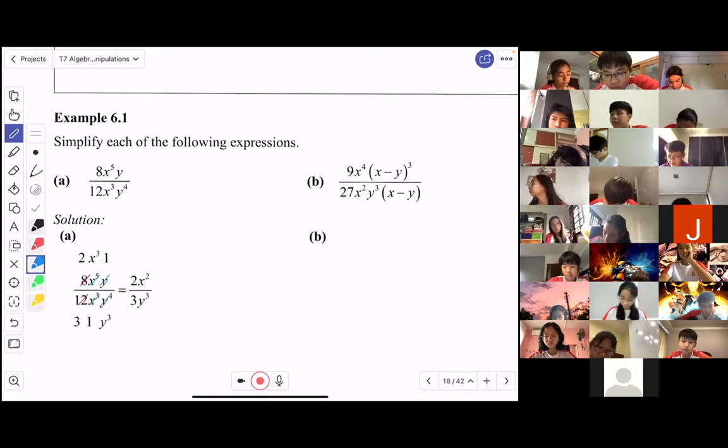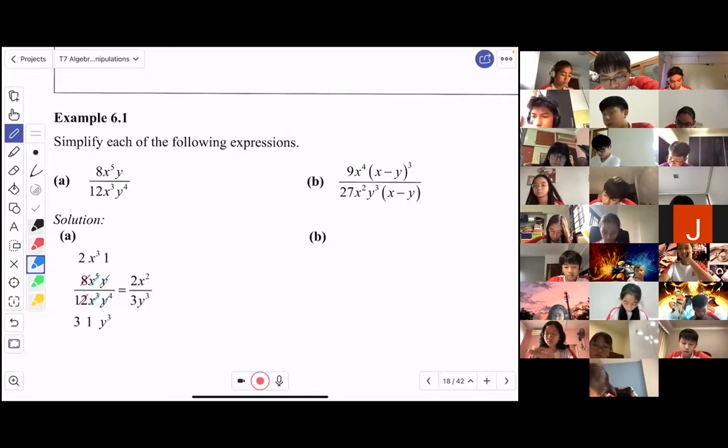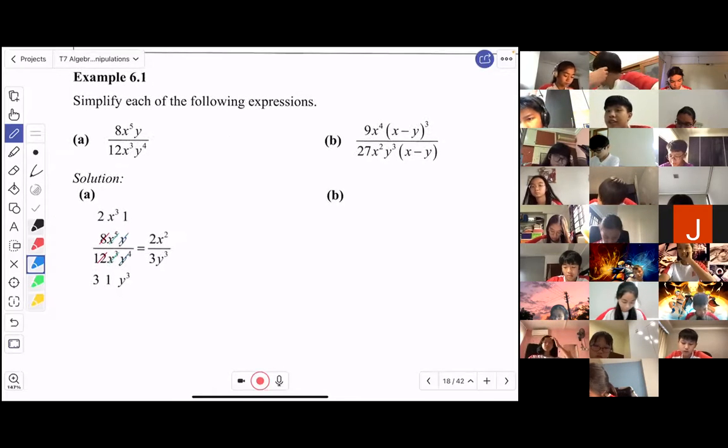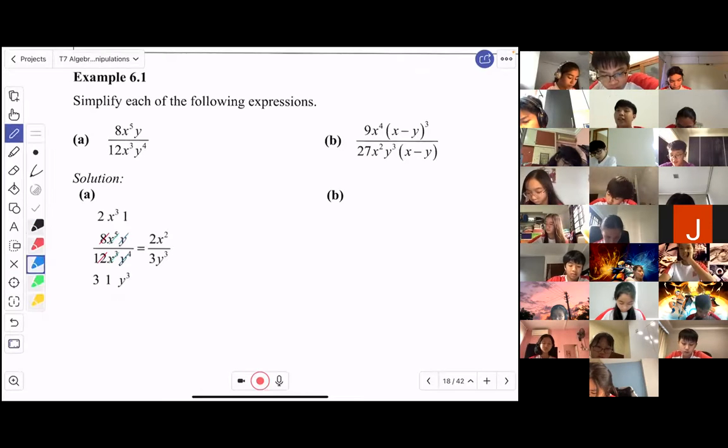Can I go through 6.4? Okay. The one student asked for 6.4. Just give me a while. Then again, if you want to ask me question, try to WhatsApp me. Thank you. Okay, 6.4. I think the answer is here.